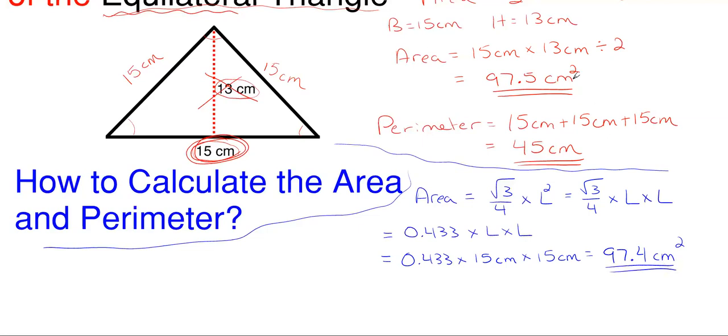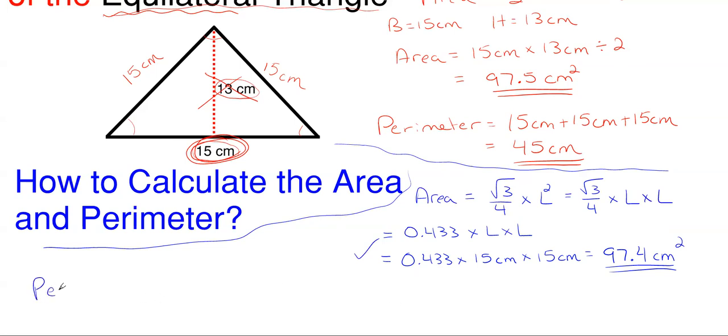Well, that's not exactly the same answer as I got before. Why is that? Well, remember what I said in the beginning here is that this height is not exactly 13 centimeters. It is 12.99 centimeters. So that is the difference that pops up here. If you were to plug in the exact height, you would get 97.4 centimeters squared as your answer instead of 97.5. Not a huge difference at all. That is still a correct answer. This is the correct answer as well. So that's where the difference in the areas comes from. Technically, this one is the more correct answer.